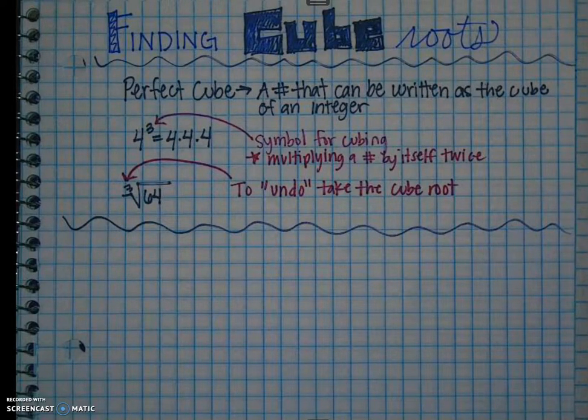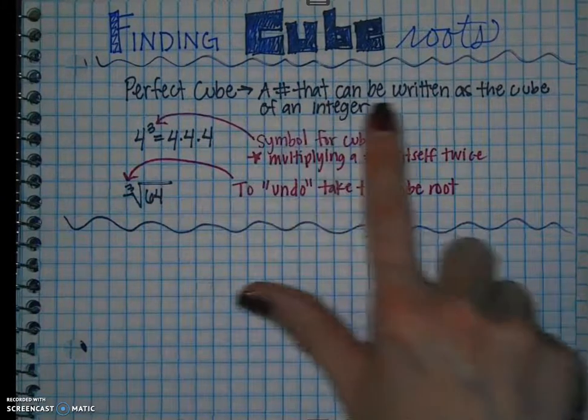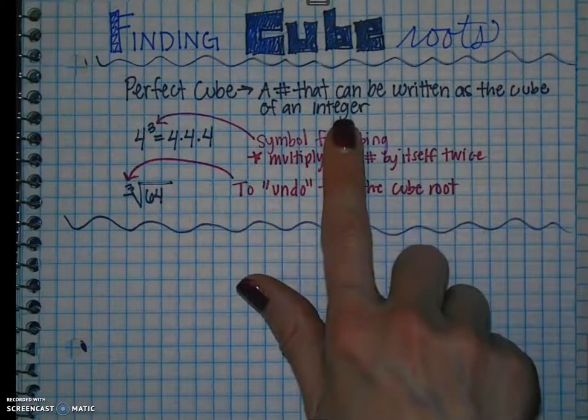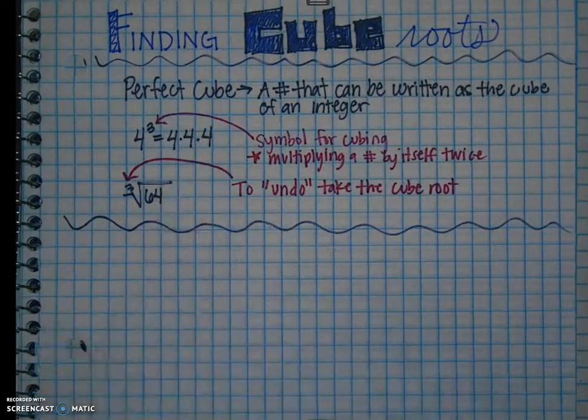Hey guys, so today we're talking about cube roots. I have some vocab written down already with examples. Make sure you get your title written down and then we'll get started on the vocab. A perfect cube is a number that can be written as the cube of an integer. Okay, so get that written down and then we'll talk about these examples.